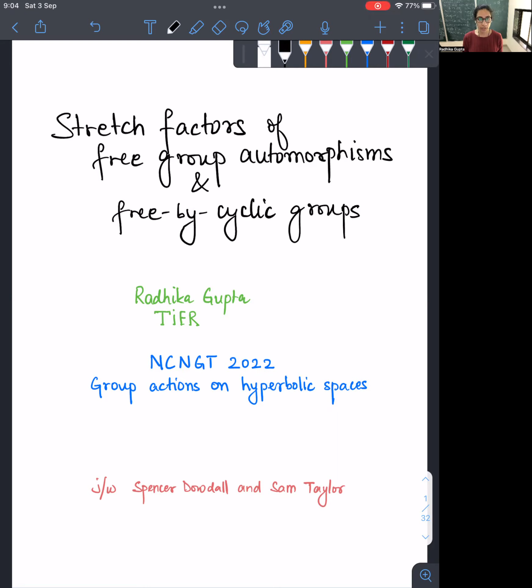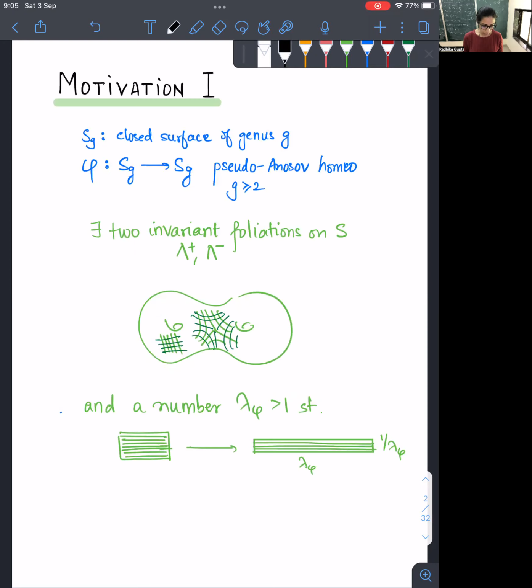In the first part of my talk, I'll tell you about stretch factors of free group automorphisms. And in the second part, I'll tell you about free bicyclic groups. So let's start with motivation for the first part. Let's start with a closed surface of genus g.